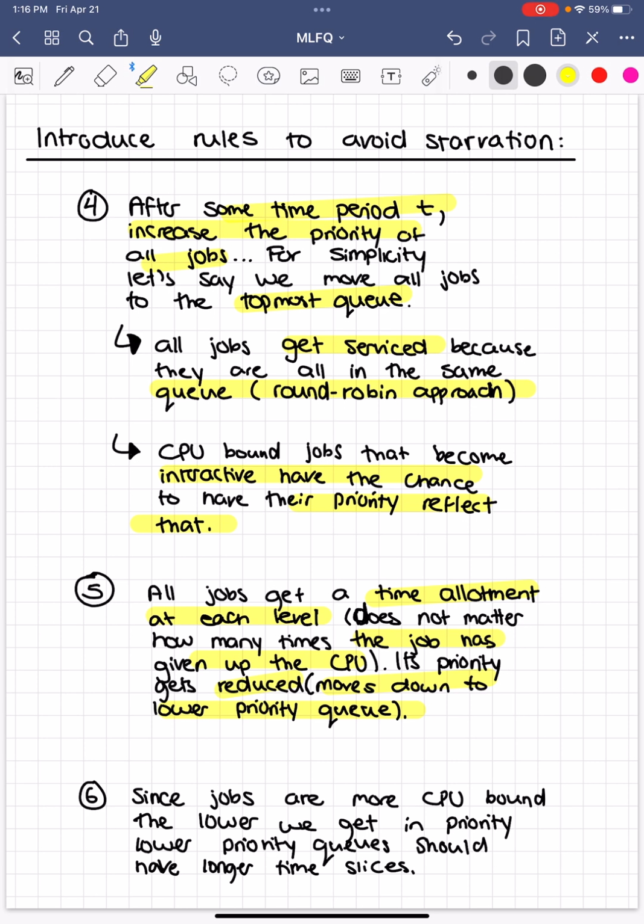And rule number 6: since jobs lower in priority are more CPU-bound, lower priority queues should have longer time slices. This is another rule that we put in place in order to optimize this whole process. So that is a very brief introduction into multi-level feedback queues. I hope it made sense.